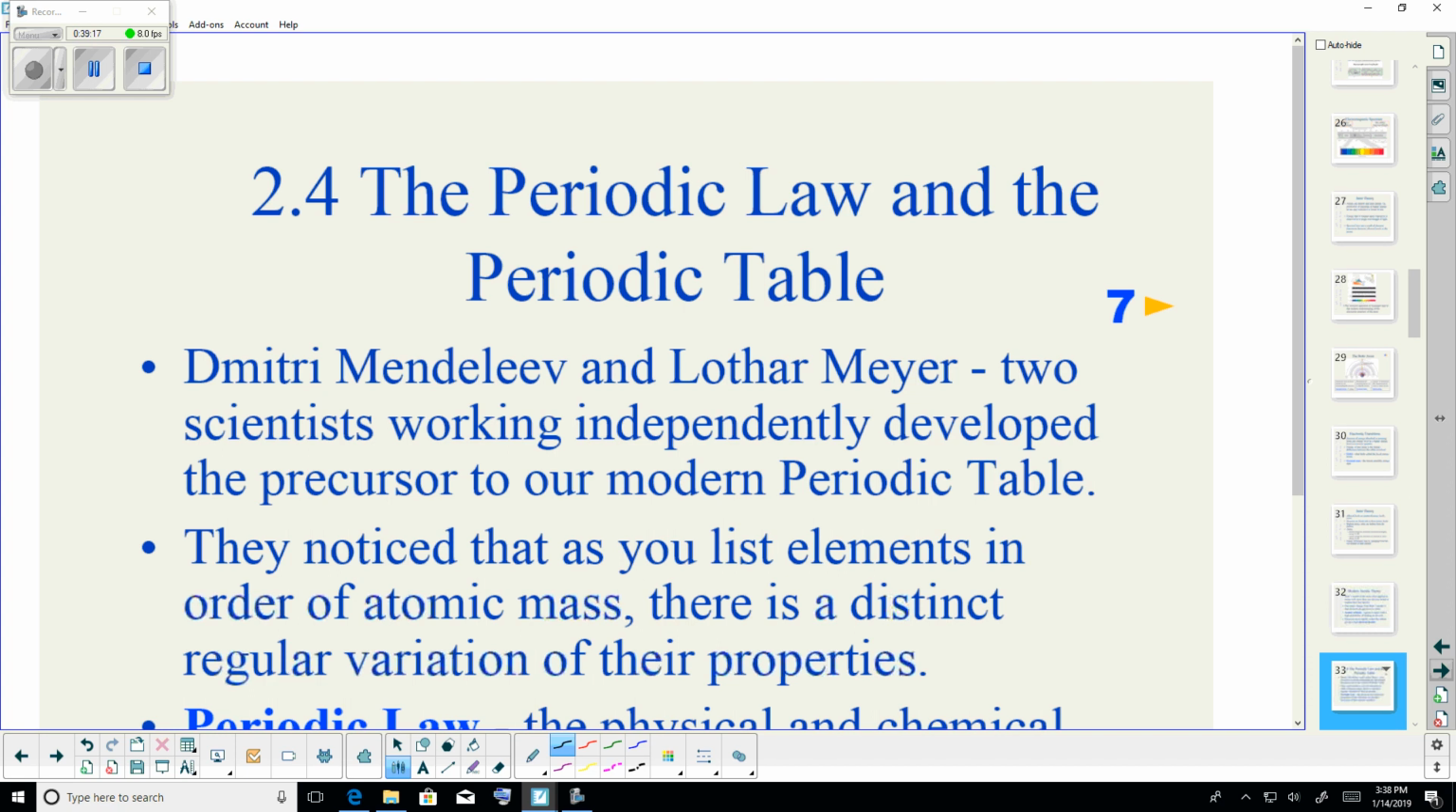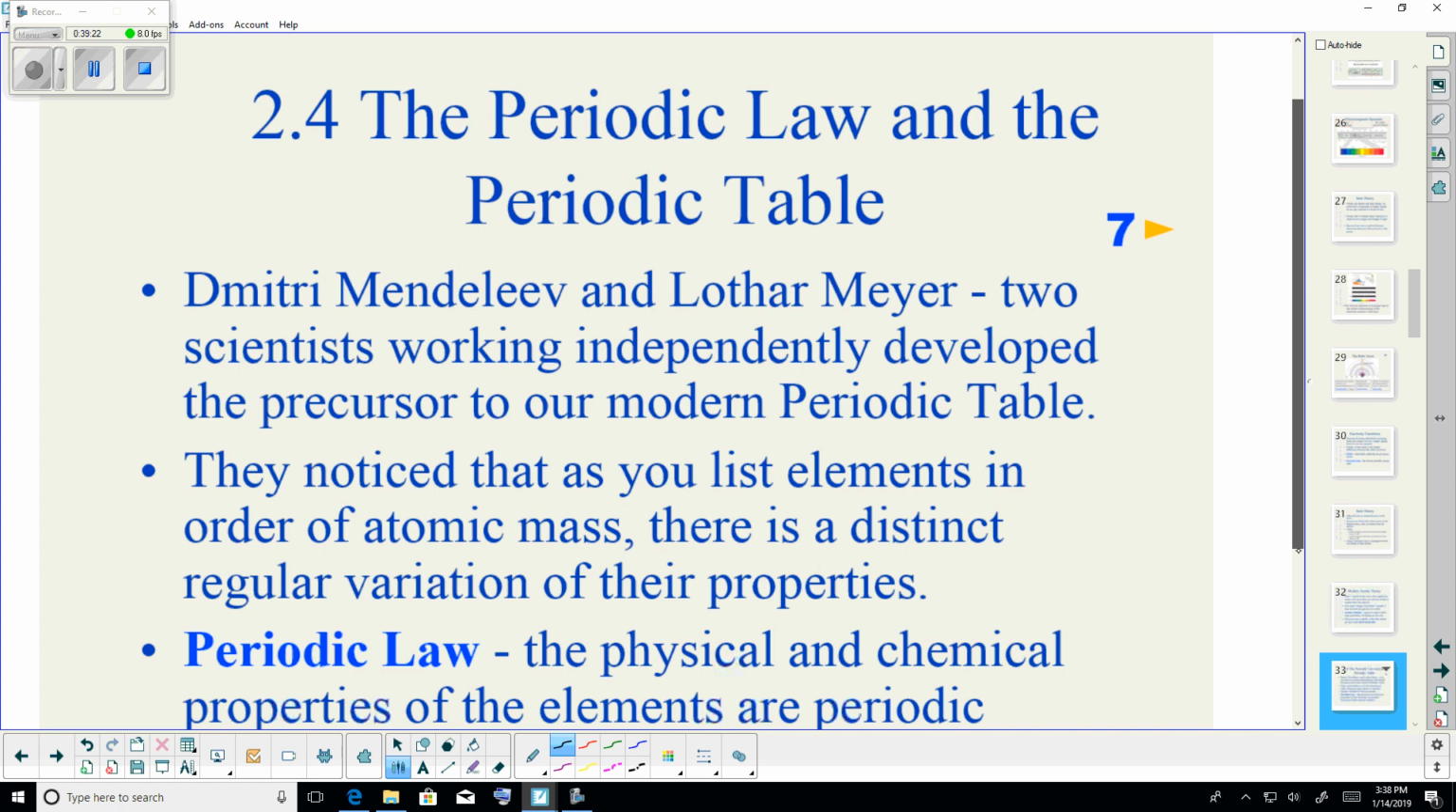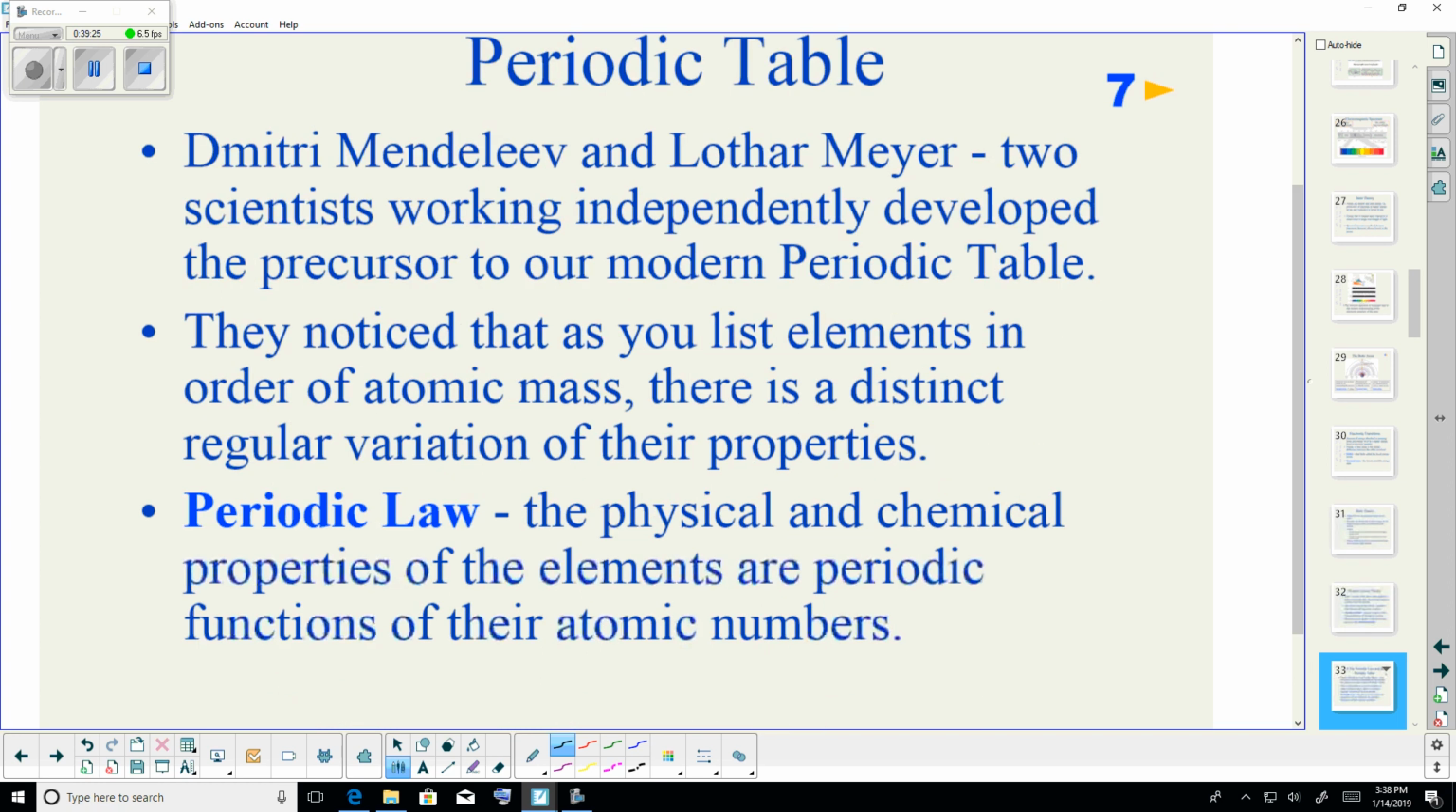So Mendeleev, we'll get back to the periodic table, and Meyer noticed that as you list elements in order of atomic mass, there's a distinct regular variation of their properties. In other words, it's periodic. Hence the name. Periodic law: the physical and chemical properties of elements are periodic functions of their atomic numbers.